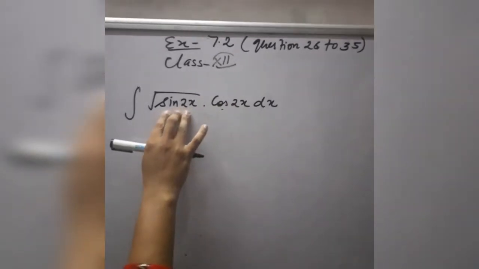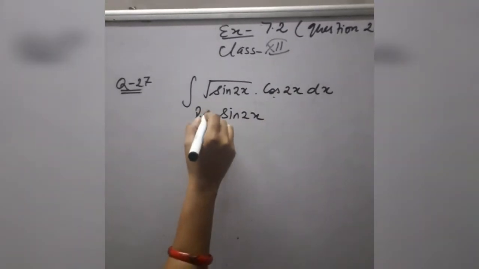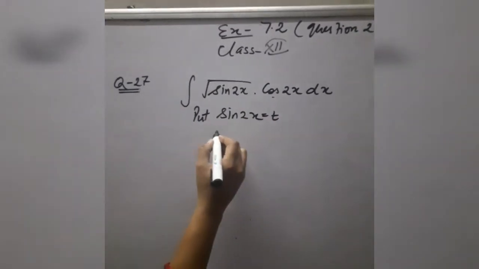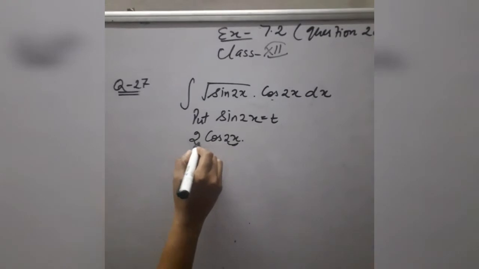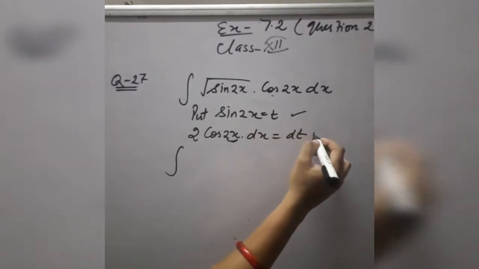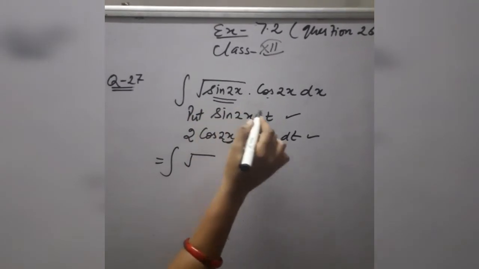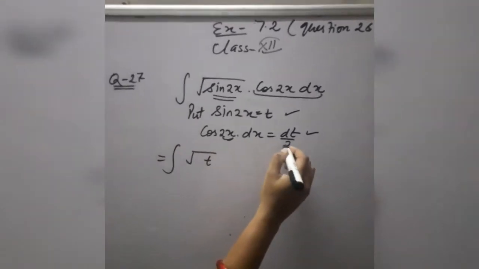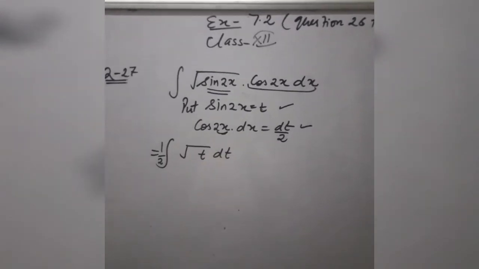And if derivative of sine 2x is present in the statement, it means you will put sine 2x is equals to t. If you are taking sine 2x is equals to t, again differentiating both sides with respect to x, derivative of sine 2x is cos 2x into derivative of 2x is 2. This is equals to dt. In the given statement use these two results. This root sign remains as it is. In place of sine 2x write down t. Now cos 2x into dx, this is equals to dt by 2. 1 by 2 is constant, taking it outside common.